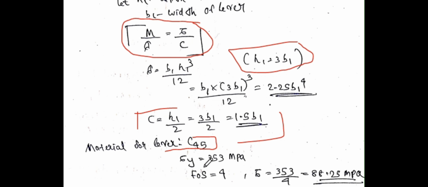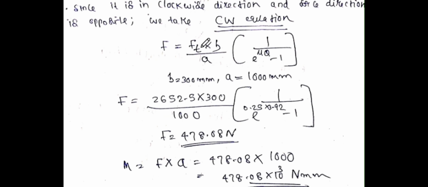Based on that, the yield stress will be 353, and the factor of safety is also not given. This is also assumed to be 4. From there you can find sigma as 353 by 4, the yield stress by factor of safety. This is the basic equation. We get stress as 88.25 megapascal. This is the next part we are doing.